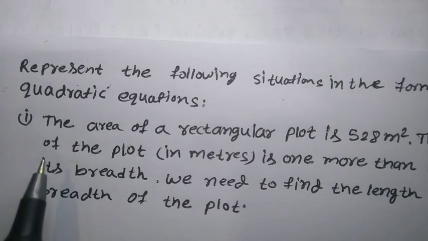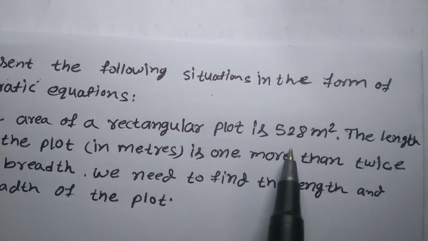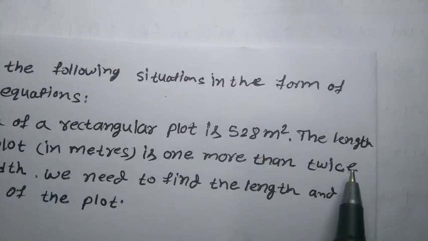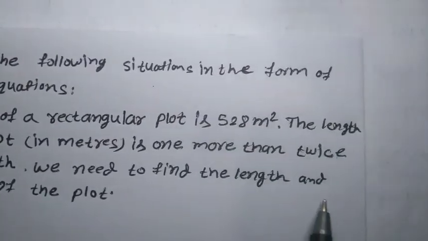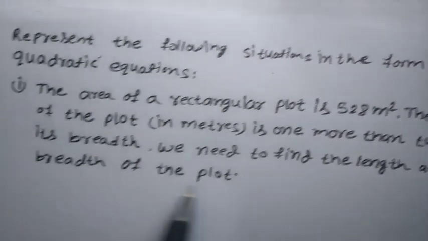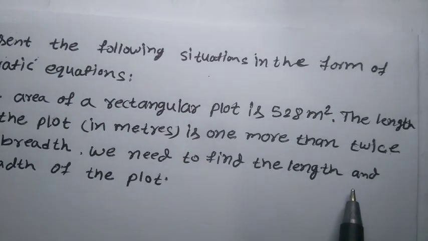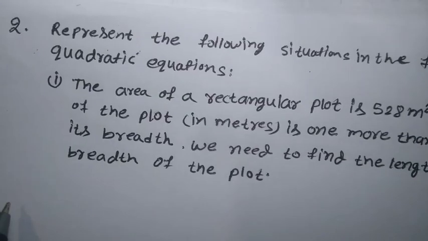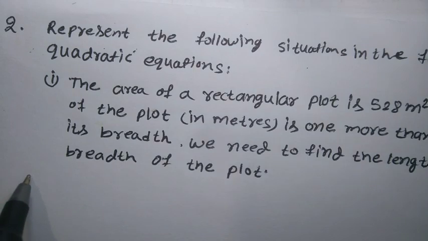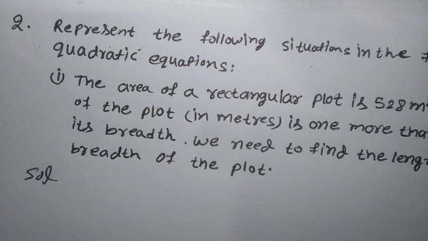Now question number 1 says the area of a rectangular plot is 528 meters square. The length of the plot in meters is one more than twice its breadth. We need to find the length and breadth of the plot. Solution, we have to only find the equation.